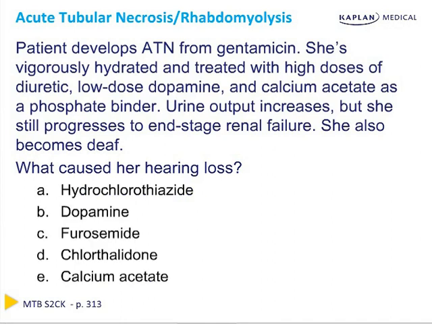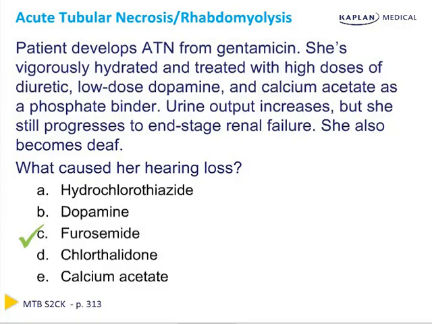So if you're like me, you're vigorously scanning the answer choices, desperately looking for gentamicin. Because as you probably remember from your Step 1 studies, aminoglycosides are notorious for ototoxicity. However, we're not so lucky in this case. Our answer choices are hydrochlorothiazide, dopamine, furosemide, chlorthalidone, and calcium acetate. There's no aminoglycoside to be found. So, what is the correct answer in this case? The correct answer is furosemide.